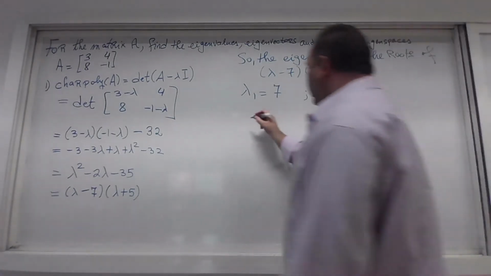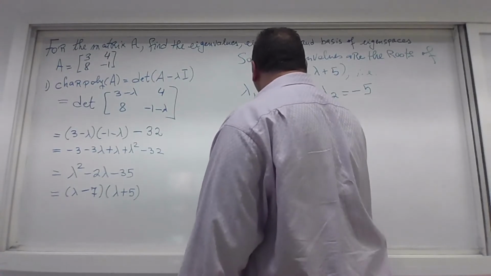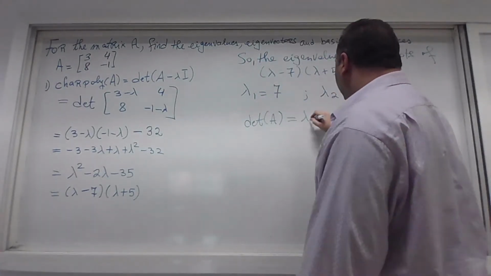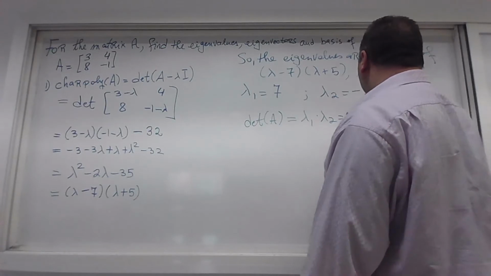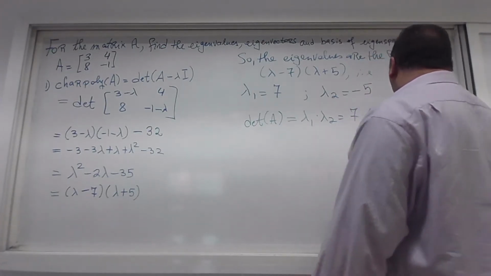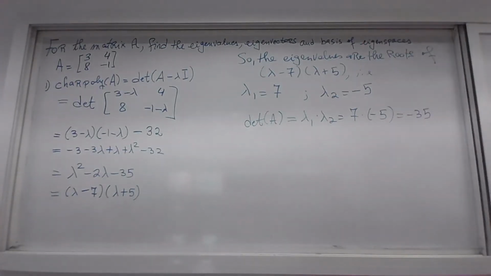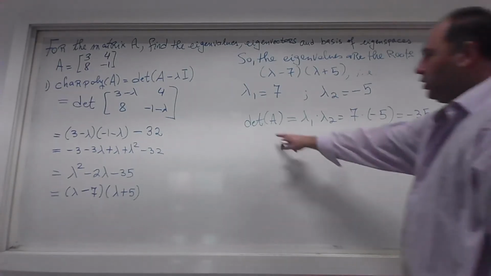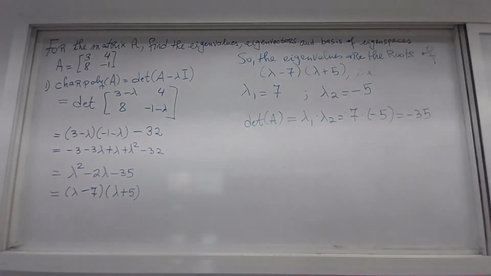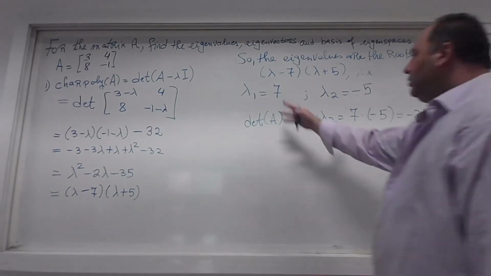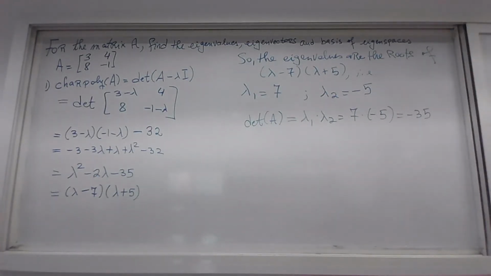I remember the determinant of A was the product of eigenvalues, so it's lambda 1 times lambda 2, which means it's 7 times negative 5, so minus 35. Obviously you can compute it directly, it's fine also, because it's an easy 2 by 2, but I just want to remind you that the determinant is always a product of all of the eigenvalues. Okay, so I have the eigenvalues 7 and negative 5, I need to find the eigenvectors now. So let's do that part of the work.